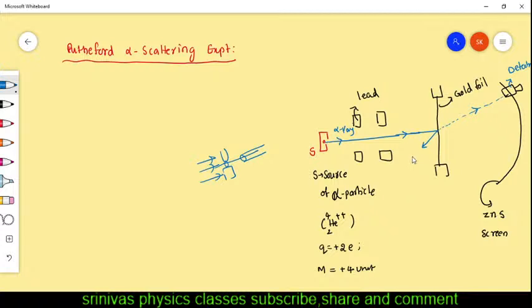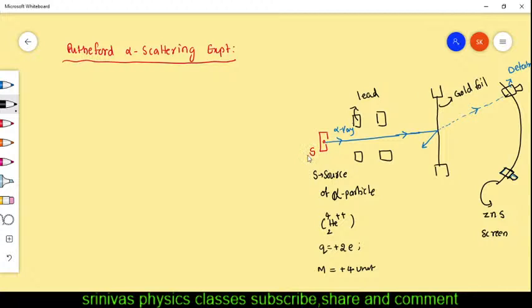By rotating the detector we can find how many alpha particles scattered at this angle, and right here how many alpha particles came. To know that, we use the detector to find the number of alpha particles scattered in a particular direction. This is the Rutherford alpha scattering experiment, and what he observed in this experiment.